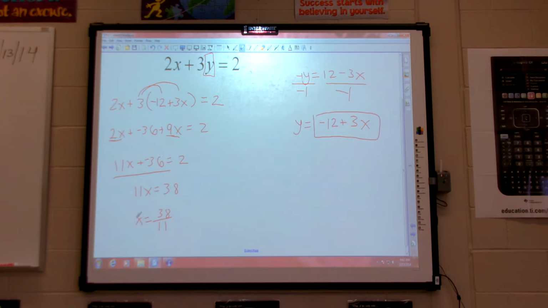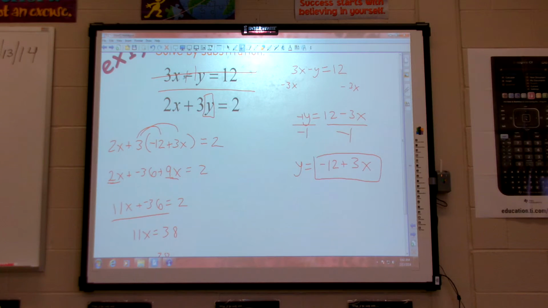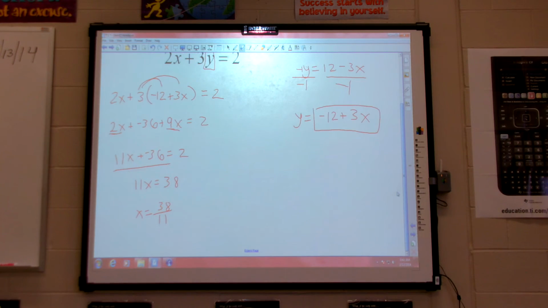Almost done. That's only one answer, correct? So I have several options here. I could plug in x here, solve for y, plug in x here, solve for y, or I could plug it in here, and it'll just spit out y. I would always go with this option, just less work. So I have y equals -12 plus 3 times 38 over 11, and go ahead and use your calculator so we can get that answer quickly.